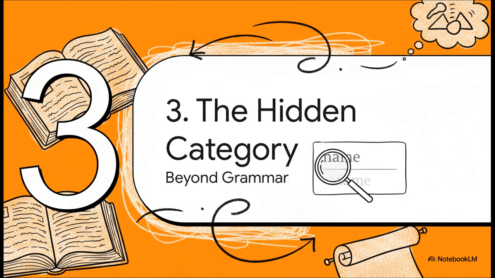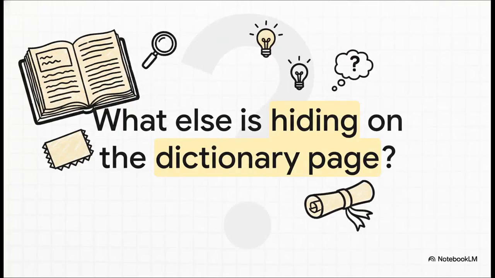Okay, this is where it gets really, really interesting. Because beyond its job as a noun or a verb, there's another little label hiding in the dictionary entry for name. One that I bet most of us just scroll right past without a second glance. Just imagine you're looking at that dictionary page right now. You see the pronunciation, you see the definitions we just talked about, but there's this little note, almost like a tag, tucked away in there. What could it possibly be?